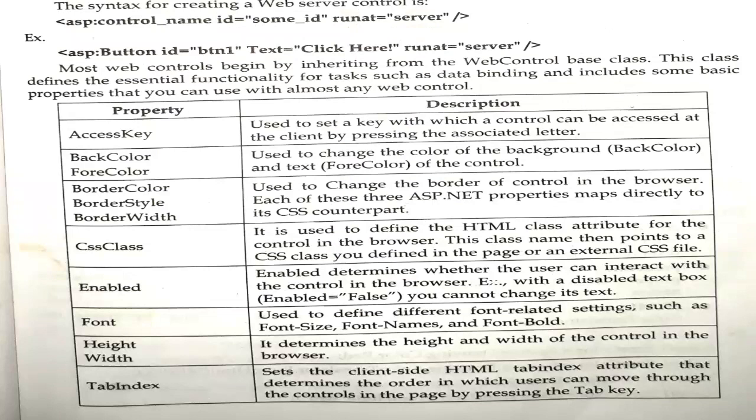So the first one is the access key property. Access key means we will be having numbering, that is 1 2 3 4, like that for each and every control. According to the key we will access the specific control. Then we can set the back color and fore color. Back color means background color, fore color means font color of the control. Then we have border color, border style, border width. These are the attributes which are basically used to set the border. For the color we are making use of the border color attribute. Border style also we are having, that is solid or shadow effect, like that. Then border width also we can provide with the help of the border width property.